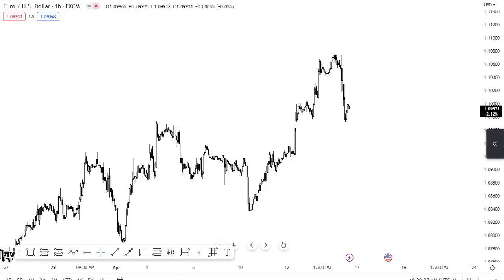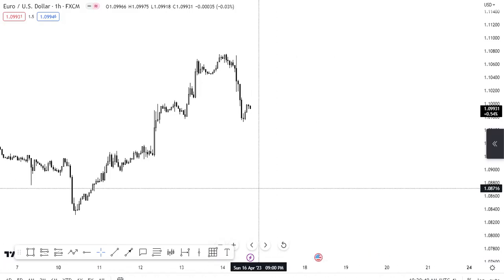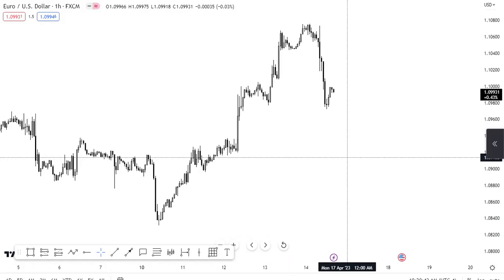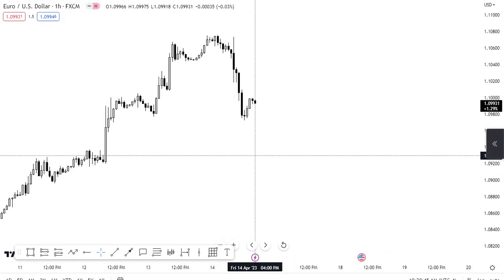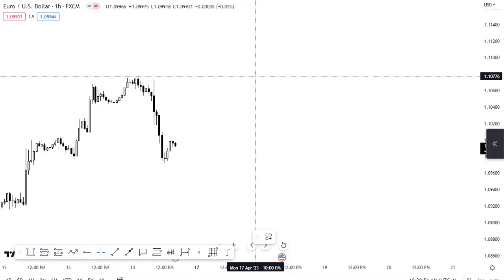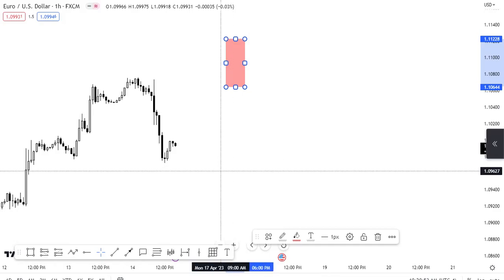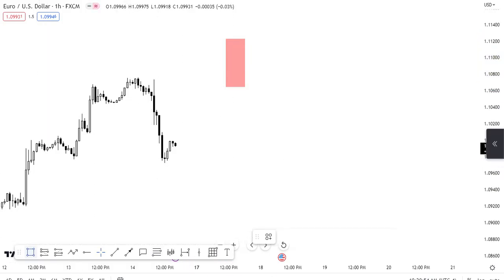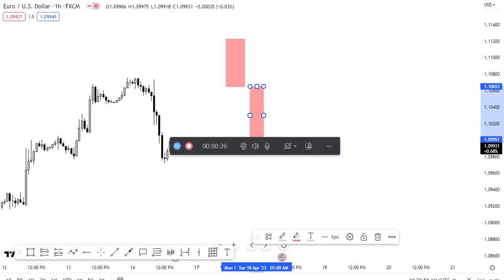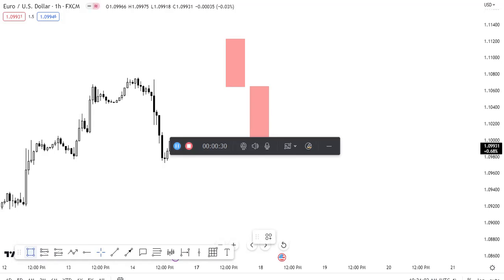Today I'm gonna be teaching you guys about fair value gaps. What is a fair value gap? A fair value gap is basically... Let me just sketch it out for you. Let me just sketch it out manually, then we'll identify the zones in price.